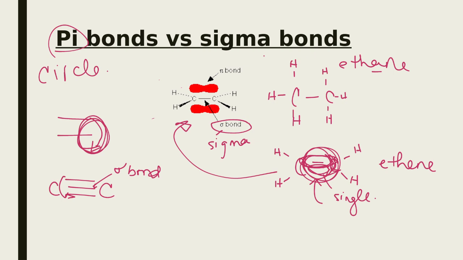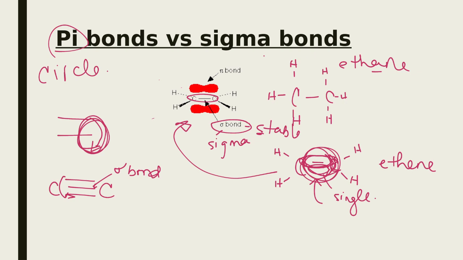Sigma bonds, single sigma bonds, are fairly stable. Okay, we know that they are stable. That's why most of the fuels that we use and we transport around are alkanes. They have single bonds. They're very safe. They require a lot of energy to react the molecule.